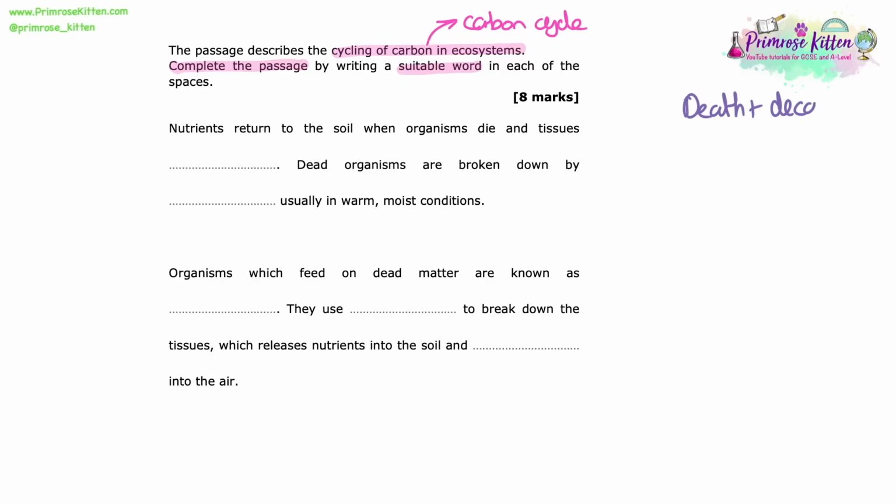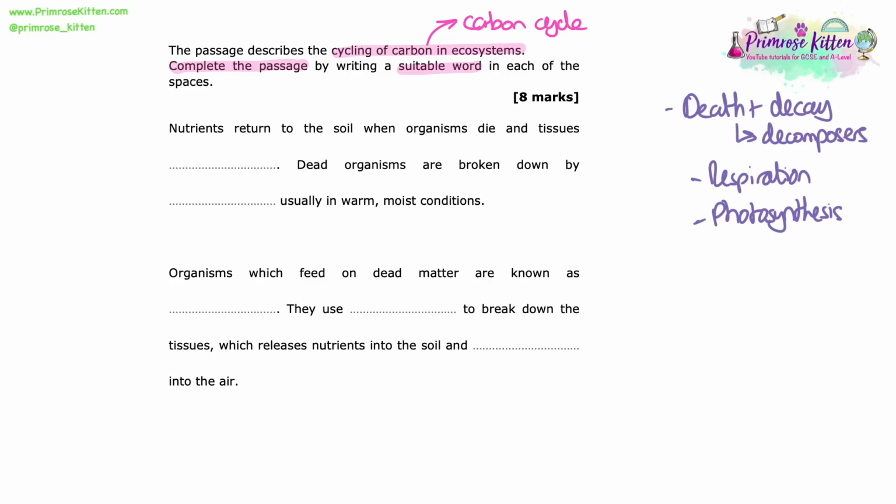So I would just jot down some key words that I would think of when I think about the carbon cycle. And then you've got that list there that you can refer to, because it's going to be key words, and it's going to be words that we know. So the carbon cycle involves death and decay, which is done by decomposers.